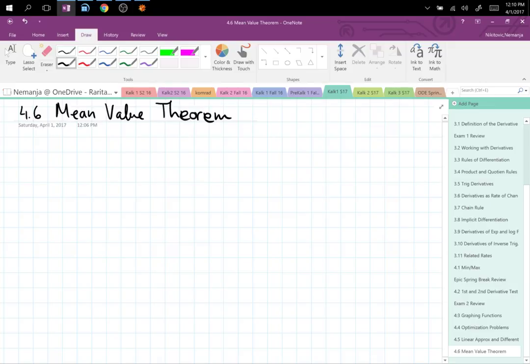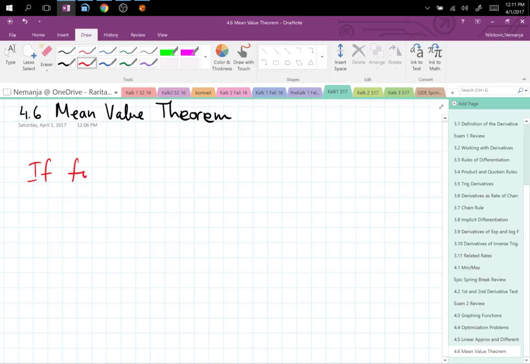So I will write the formula first for the mean value theorem, and then we are going to take a look at the concept, the theory behind it, and then we're going to work out some problems and be done in 7 minutes. So first of all, we have the requirements that the function must be continuous and differentiable.